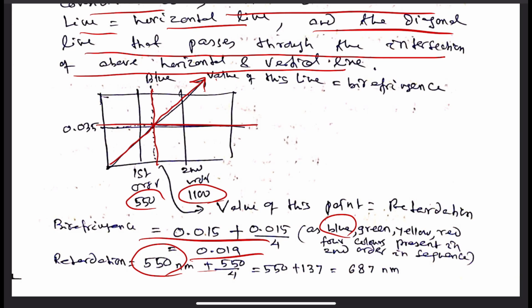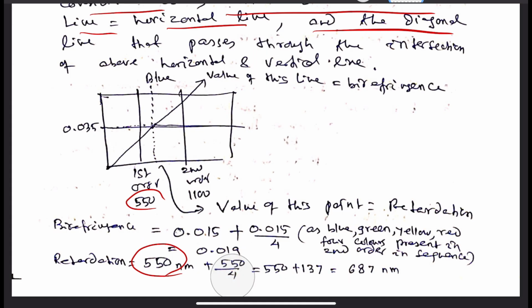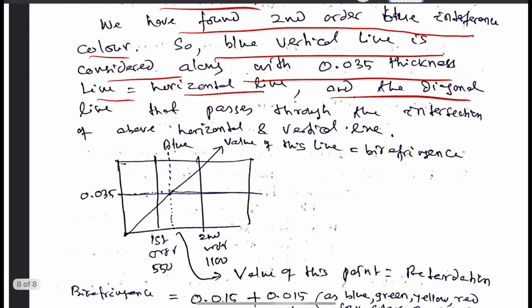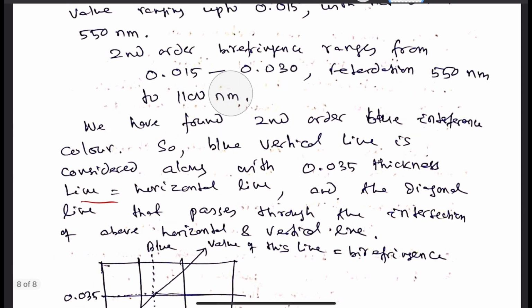If it is blue, one segment, then 550 divided by 4 is added, and it becomes 687.5. If it were green, then 550 by 2 would be added, and accordingly it would be more. In this manner we determine the birefringence value, and we determine the retardation value.